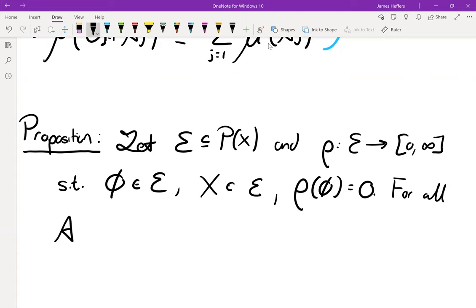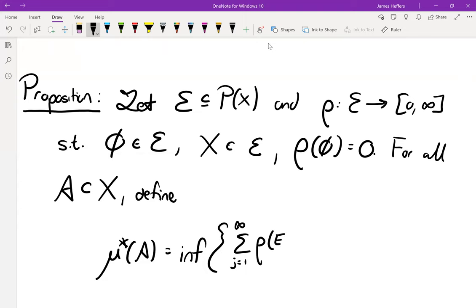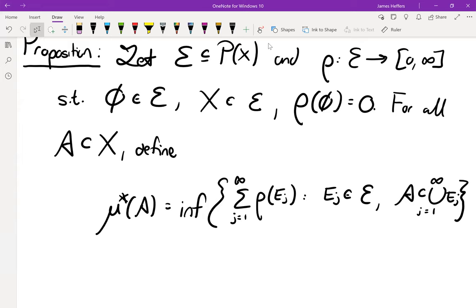Then for all A that are subsets of X, we will define mu star of A to be the infimum of the sum of rho of E_j, where these E_j are elements of our collection, and the set A is a subset of the union of the E_j. Then this mu star is an outer measure.